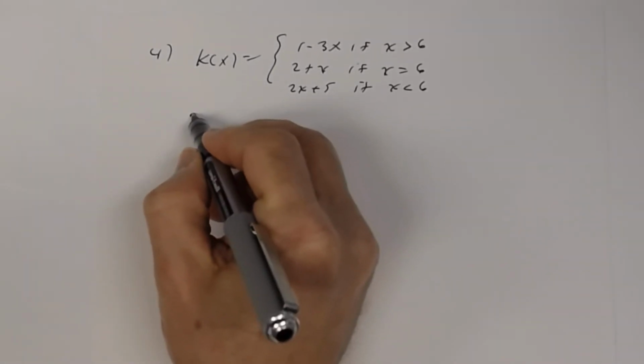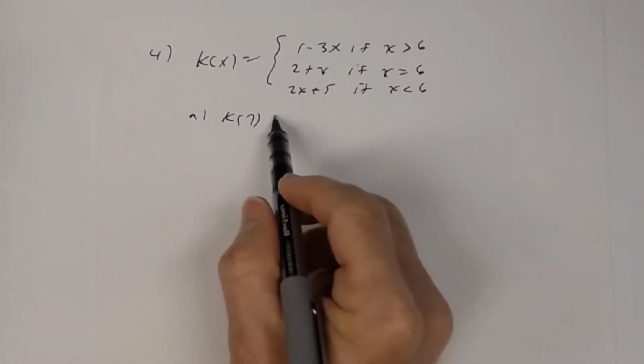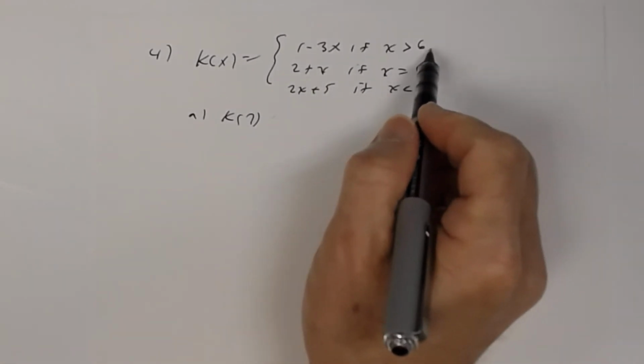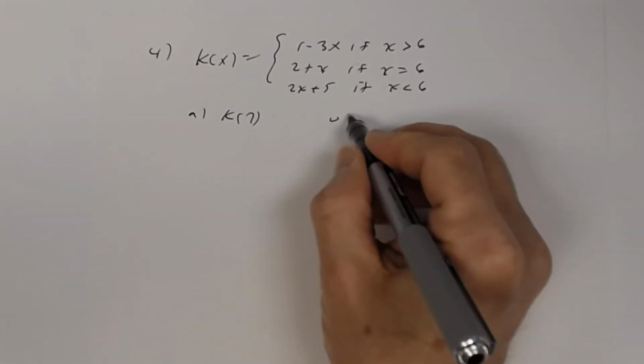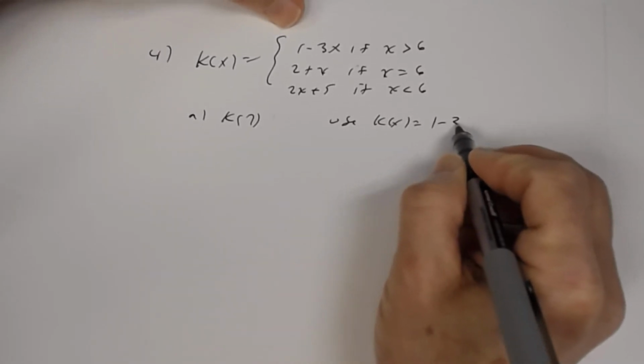All right, in part A, you want to find k of 7. So what's the y value when x is 7? So since x is 7, you're going to use this one because 7 is greater than 6. So you're going to use this one. So you're going to use k of x is equal to 1 minus 3x.